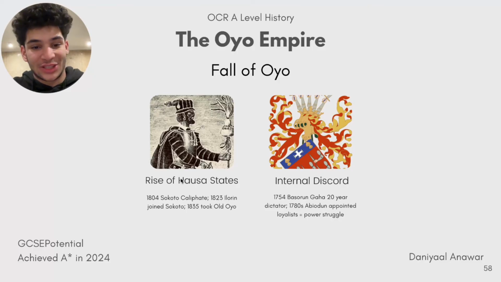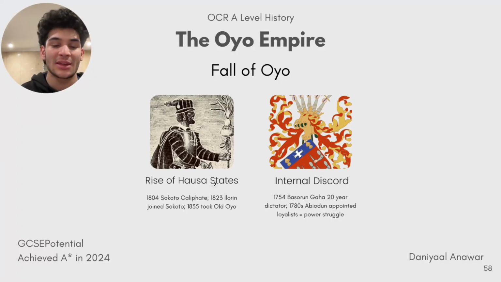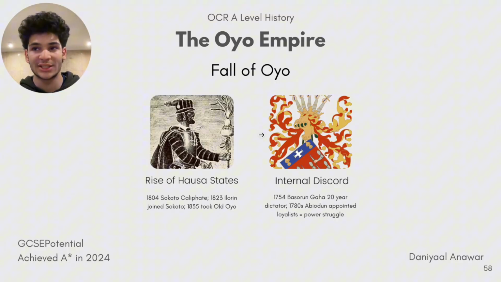Okay, so the two reasons for the fall of the Oyo Empire. Firstly, the rise of the Hausa states. In 1804, the Sokoto Caliphate was founded, a group essentially trying to implement Sharia law, so Islamic law, within different regions. They were trying to create the Hausa states, which are not necessarily an empire in and of themselves, but just different regions where Islamic law was implemented.